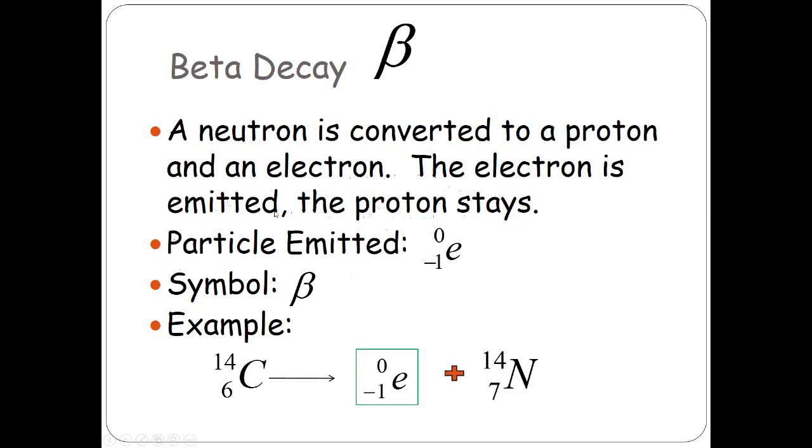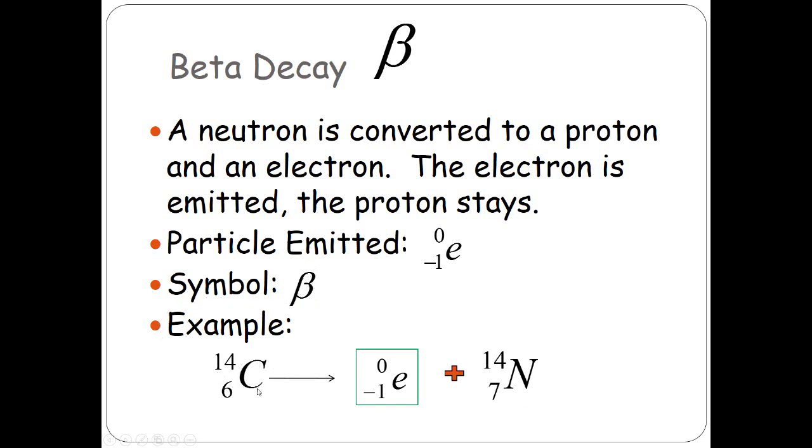So the particle is represented with this symbol with a little e that stands for the electron. The mass number is 0 because remember electrons have 0 mass, so there's no mass that's leaving the nucleus. But it has an atomic number of -1, which is kind of odd if you think about it, but we're going to see this is necessary to balance the nuclear equations. The symbol is the Greek letter beta, which kind of looks like a cursive B, with a little tail on the end. And here's an example of a beta decay equation.